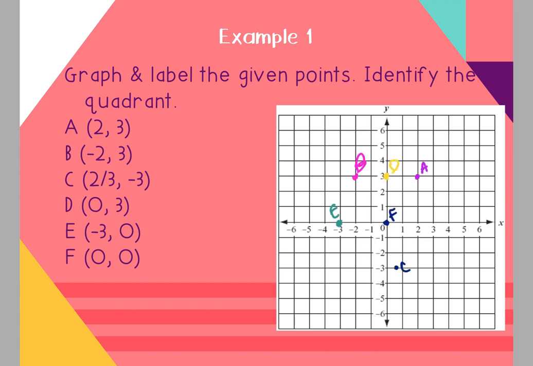All right, so A is right 2, up 3. What quadrant would that be in? Good. Quadrant 1. B, negative 2, 3, left 2, up 3. Quadrant 2. C is 2/3, negative 3.